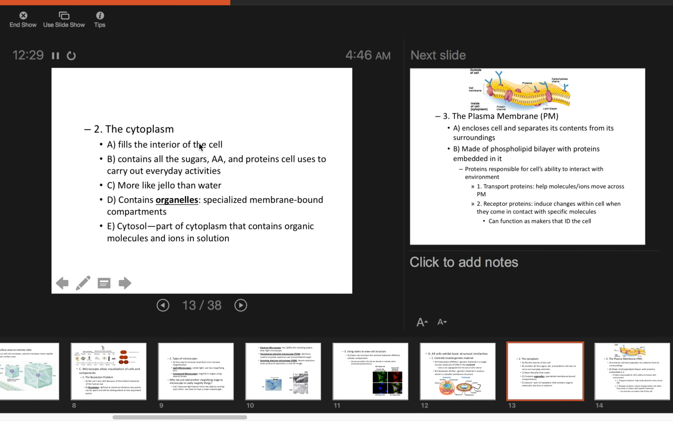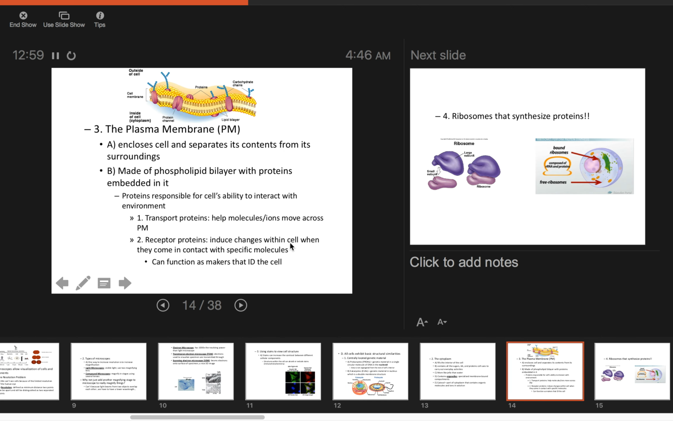Number 2, they have a cytoplasm, okay? Cytoplasm fills the interior of the cell, contains sugars, amino acids, proteins, just to carry out all the chemical reactions. A lot of chemical reactions take place in the cytoplasm, and you don't even know it. It's not water, it's more like jello. It contains your organelles, and then parts of the cytoplasm can be called the cytosol, which means if it has organic molecules and ions in solution, we are going to call that the cytosol area.